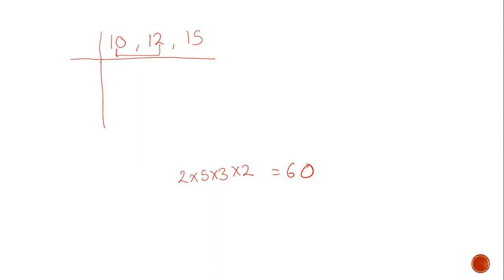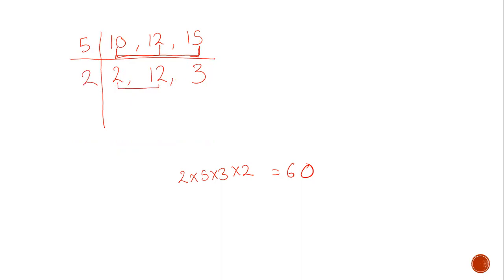But let me do something different. Let me use 10 and 15 now. What's the number that can divide both 10 and 15? It's 5. So 10 divided by 5 is 2. Since 12 can't go into 5, we can just keep the 12 for now. 15 divided by 5 is 3. Is there any number that can go into all of them at the same time? No. In at least 2? Sure, 2 and 12.